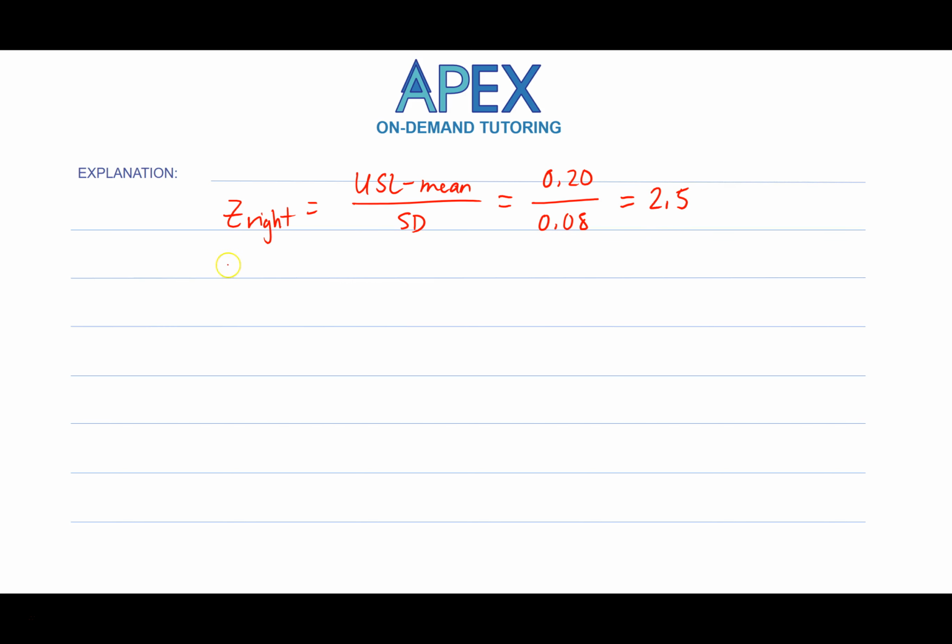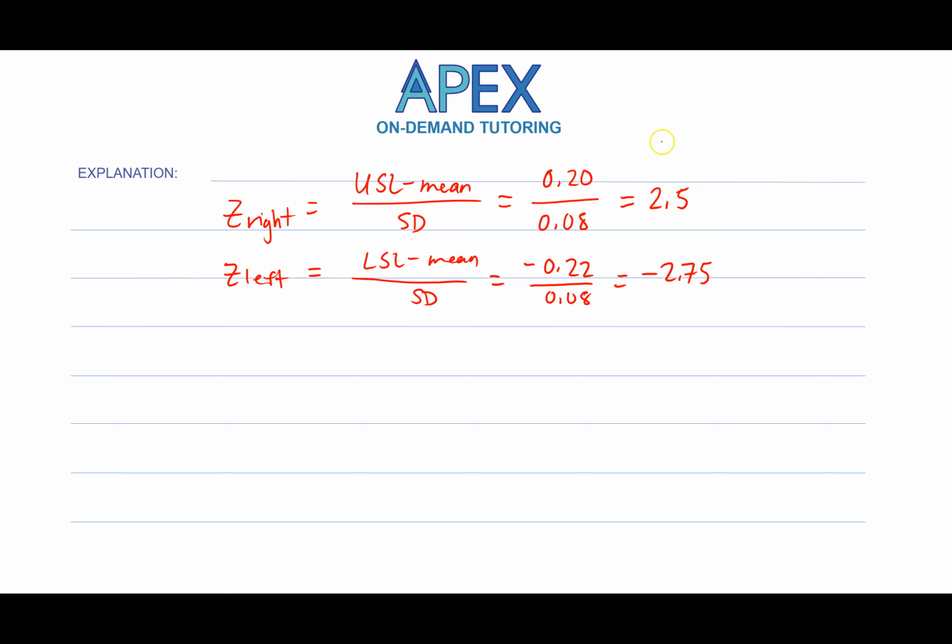We do the same thing for z left, which is going to be LSL minus the mean over the standard deviation, and this will give us negative 0.22 if we do this subtraction correctly, over 0.08, which will give us negative 2.75.